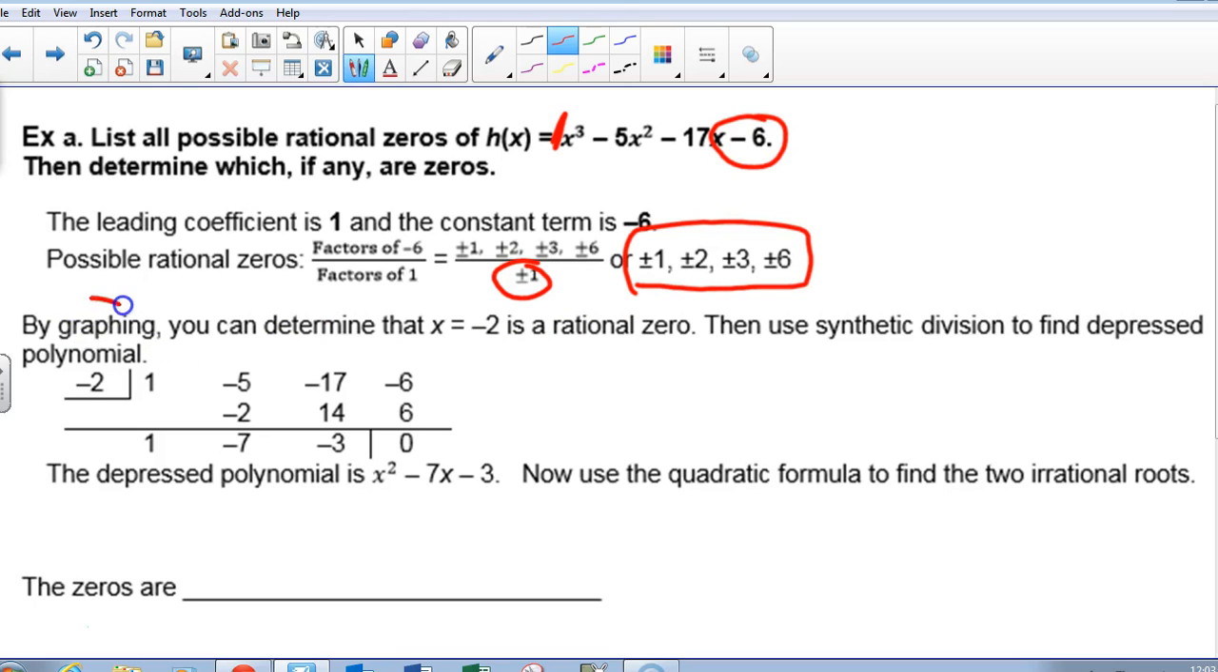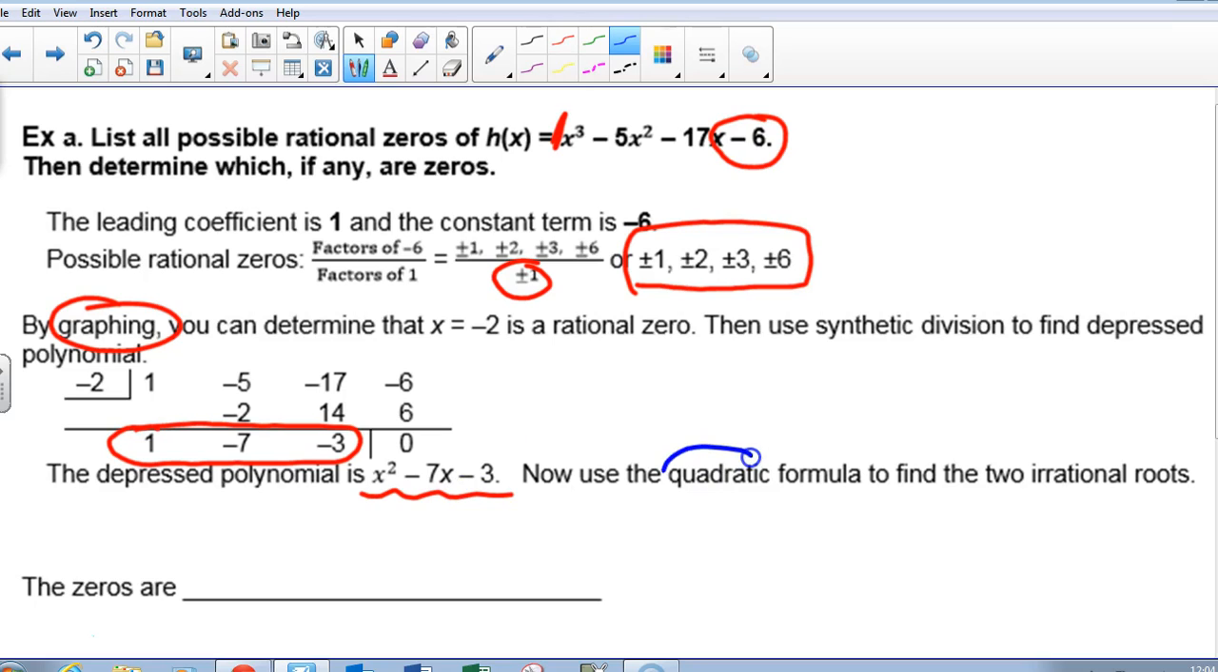We have graphing calculators, so it's much more efficient to graph and determine that -2 was a 0. So then we did synthetic division and got this. Do you remember this is a sad little depressed polynomial down here? The depressed polynomial does not factor further. Does that mean there are no more zeros? No, it means there are no rational zeros, okay, but there could be irrational or even imaginary zeros.